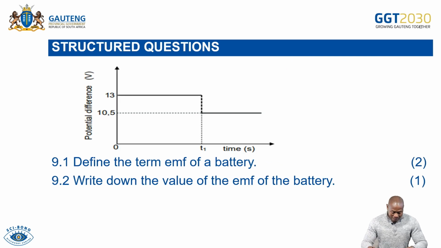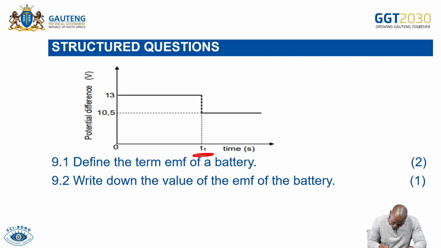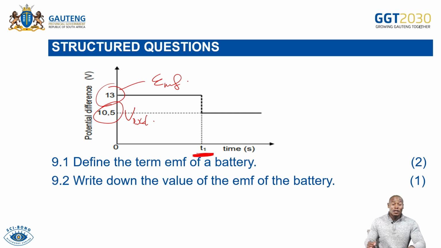Right. So we are given the graph. Okay. So what are they saying here? At time T1, the switch is closed. It was open here. So if it's open, it measures the EMF. Okay? Then if it is closed, there will be a voltage drop, right? And that reading now is no longer going to be the EMF. It is going to be the V external, the external potential difference.